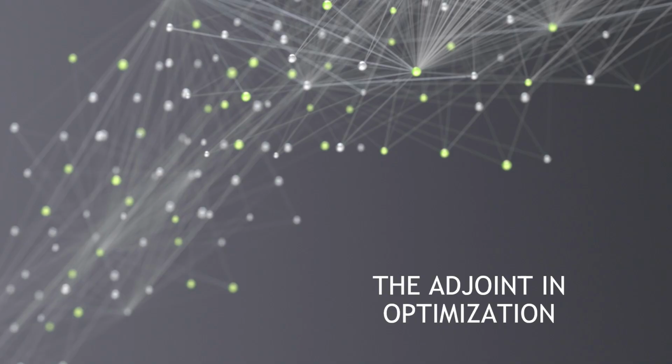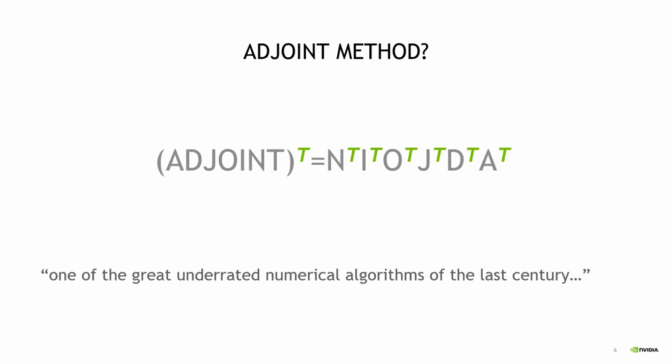So we'll be talking about the adjoint both in optimization and in rendering. Let's start by explaining how the adjoint is used in optimization. If you understand this equality in the middle of the slide, you pretty much start to understand what the adjoint method is. At least you know what an adjoint of a matrix is, and how to take the adjoint of the multiplication of many matrices.